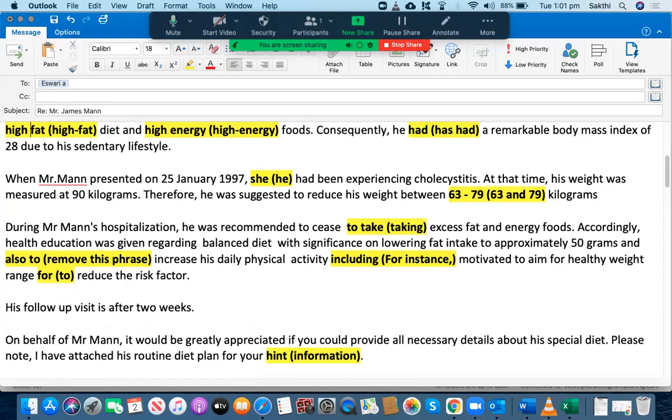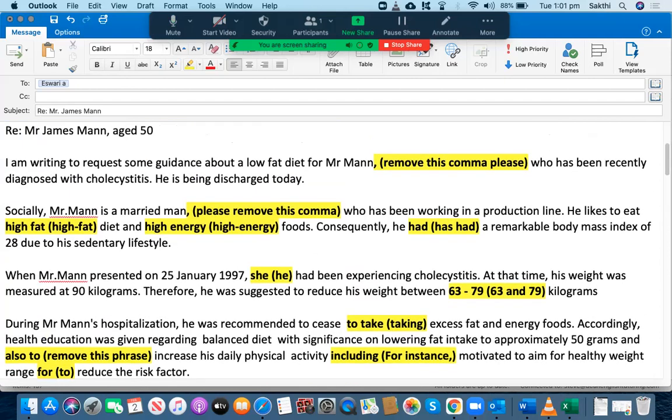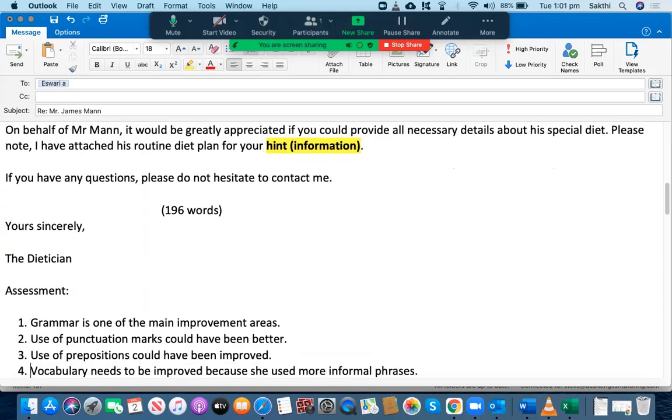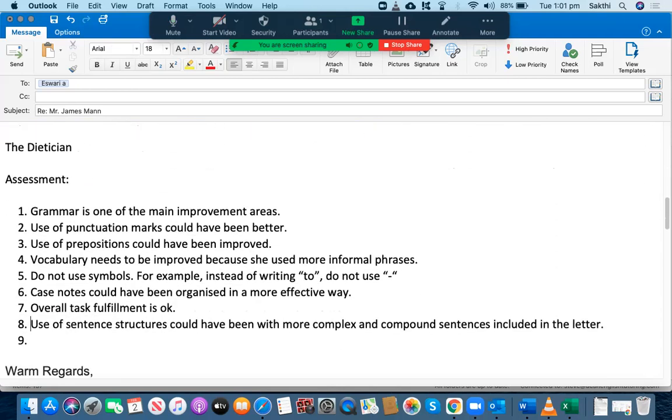Unnecessary words are added. Some of the words are added, but apart from that, it's okay. Remove some unnecessary words from your letter. Okay, apart from that, it's all good.